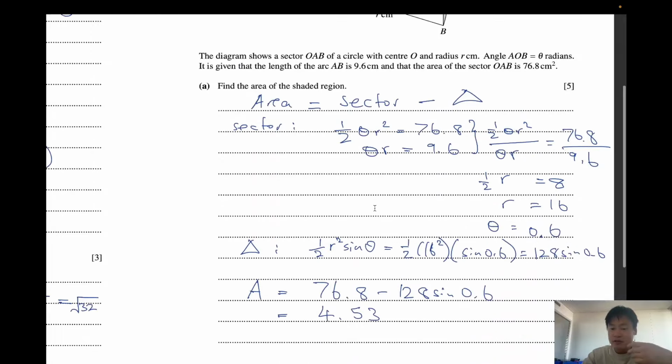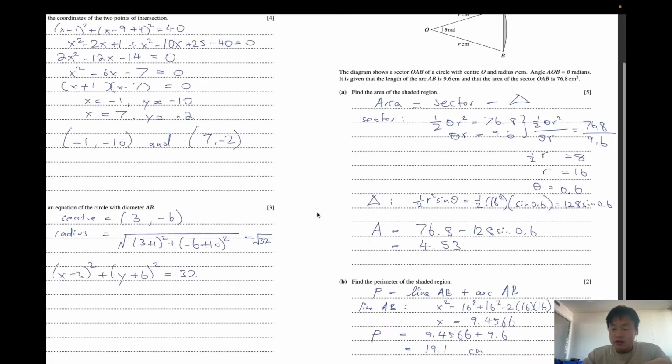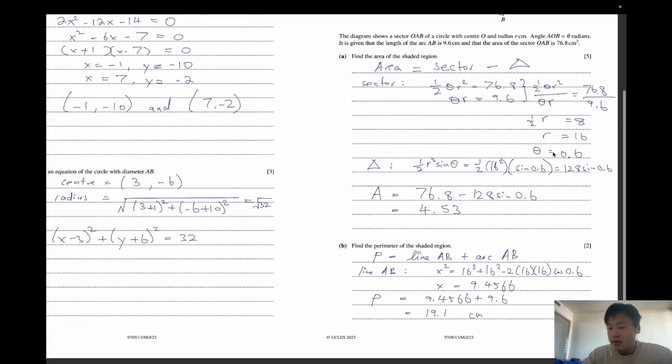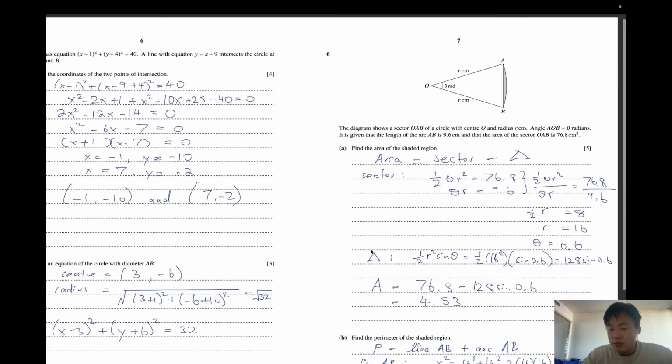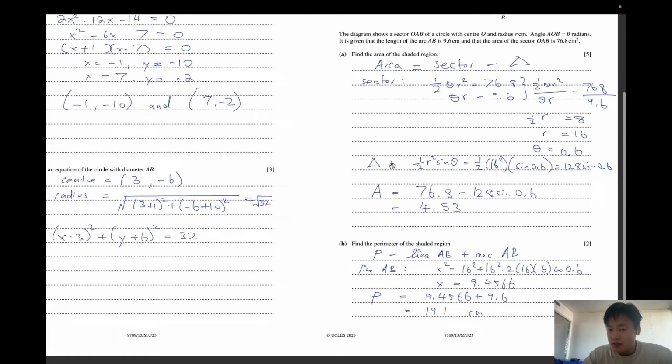And then without further ado, this is where you keep going with the question. You'd find what r and theta is. Once you find what r and theta is, you now work on the triangle. That's what we've done over here. Let's focus on the triangle.